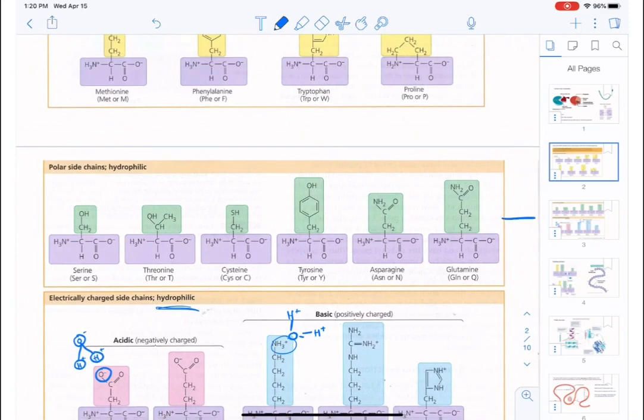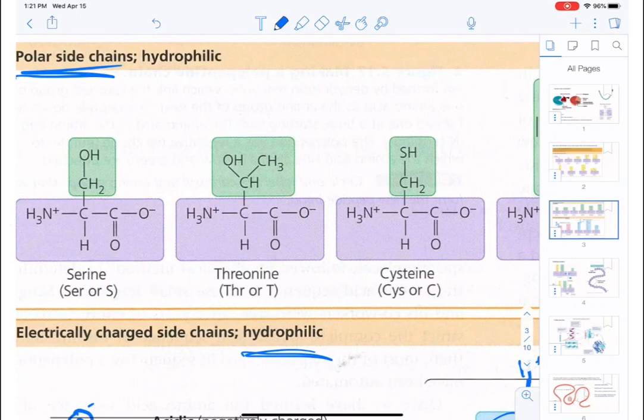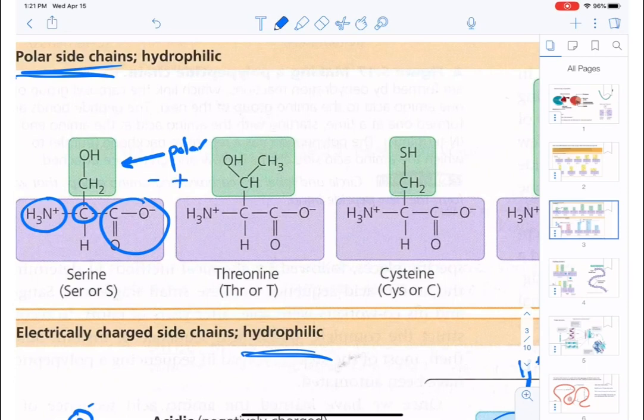What all of these amino acids up in this row have in common is that they all have polar side chains. So here with serine, again, here's the carbon, there's the amino group, there's the carboxy group, and this side chain here is polar. Now, the reason you don't see a negative or a positive charge here associated with the side chain is because this side chain is electrically neutral.